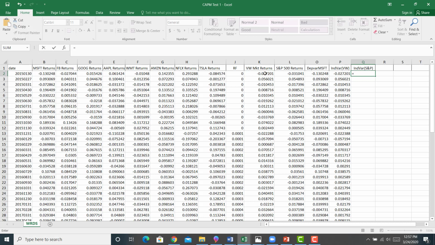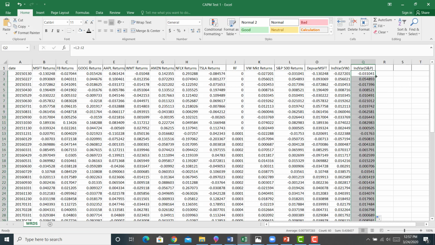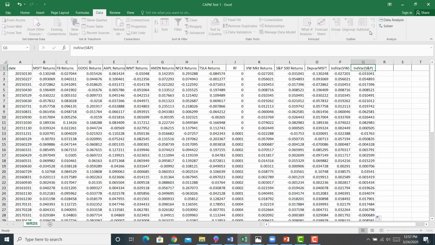So for the independent variable using the S&P 500, I'm going to take the S&P 500 return minus the risk-free rate. Drag that down. All right. So here we're estimating this for Microsoft. We've got the market risk premium using the valuated market return, which includes all stocks that are publicly traded on the major stock exchanges. Or we have the market risk premium using the S&P 500 return. To run the regression, you should be comfortable doing this by now. We've done this in multiple projects here.